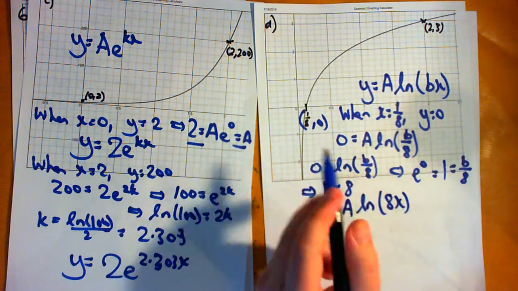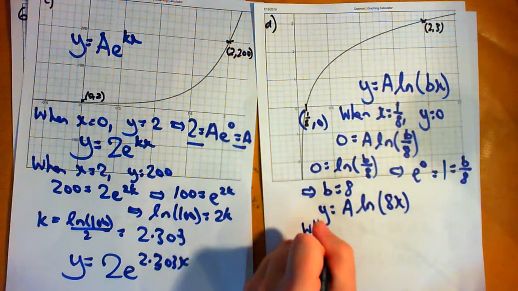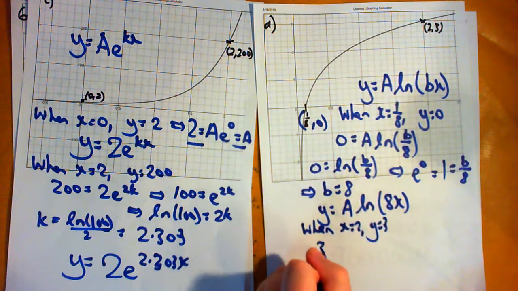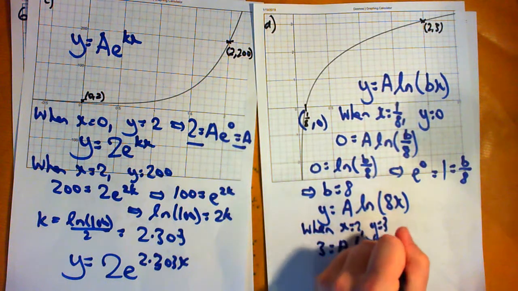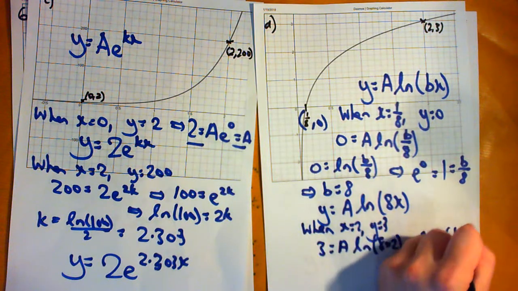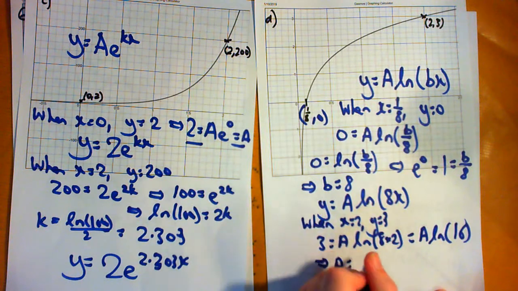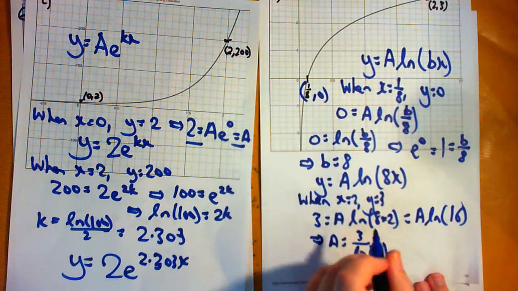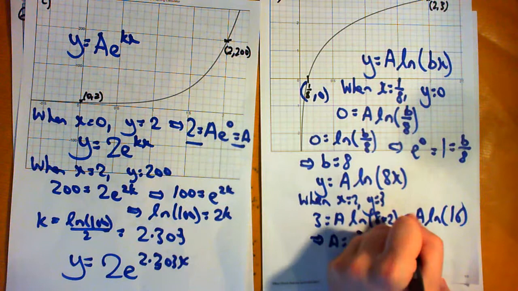Now we can use our other point, which is when x equals 2, y equals 3, so 3 equals a ln of 8 times 2, which is a ln of that bracket, 8 times 2 is 16. So therefore we get a equals 3 divided by ln of 16, which gives us a value of 1.082.